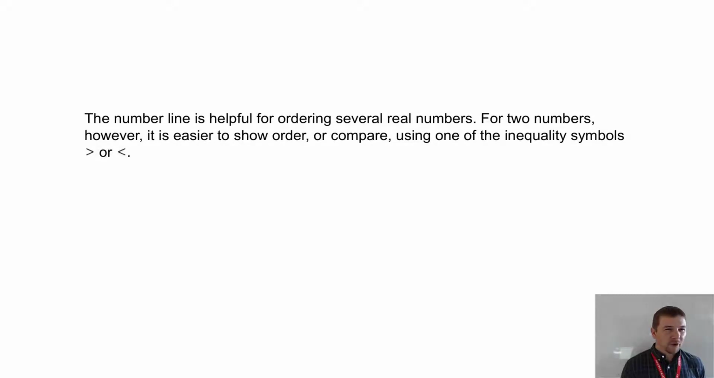The number line is helpful for ordering several real numbers. For two numbers, however, it's easier to show order or compare using one of the inequality symbols, the is greater than or the is less than symbol.